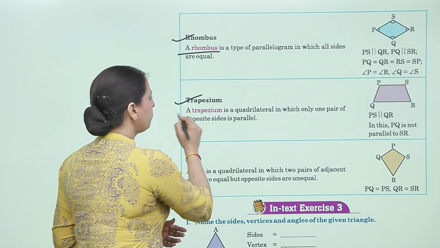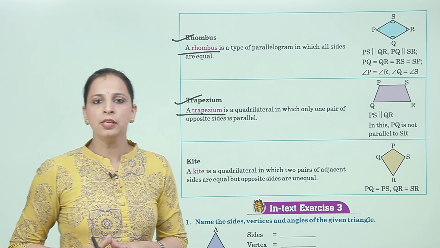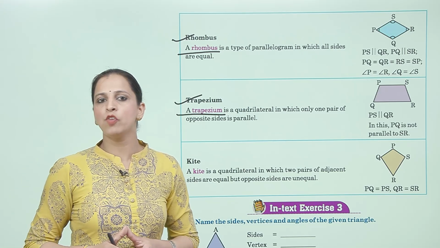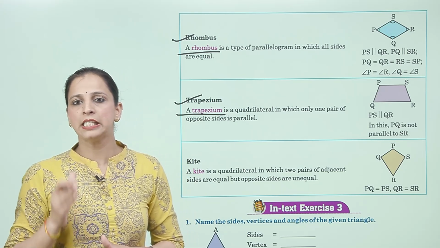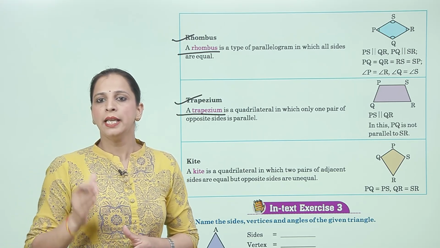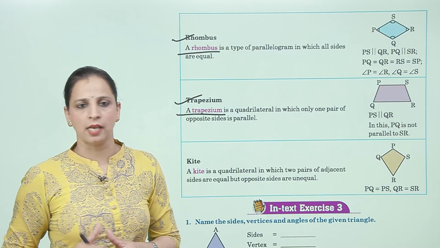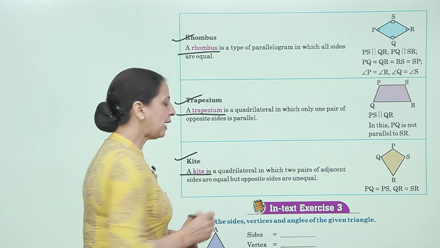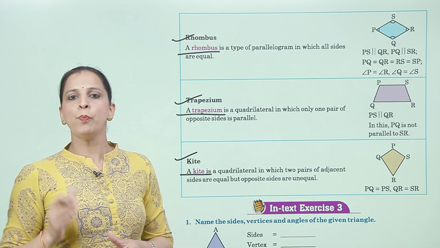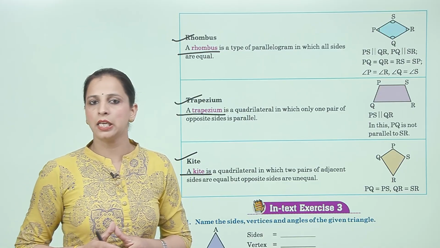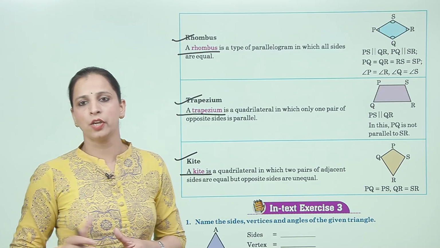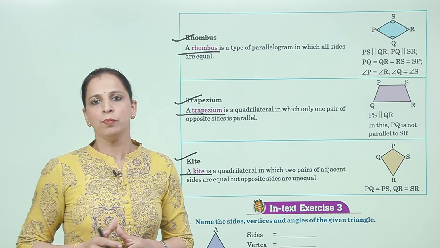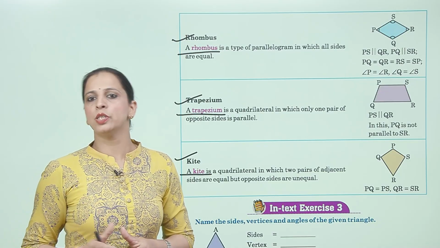Now trapezium. A trapezium is a quadrilateral in which only one pair of opposite sides is parallel. That is PS parallel to QR. In this PQ is not parallel to SR. Now next is kite. A kite is a quadrilateral in which two pairs of adjacent sides are equal but opposite sides are unequal. So PQ is equal to PS, QR is equal to SR.